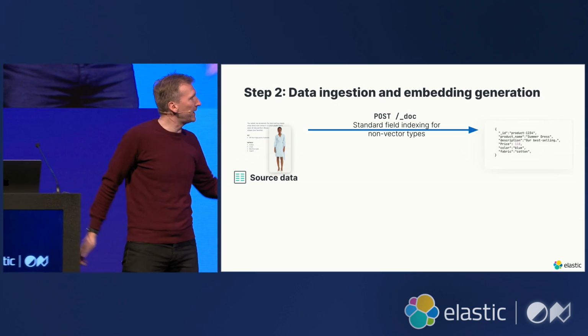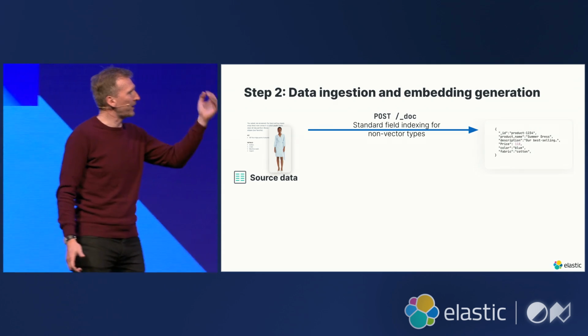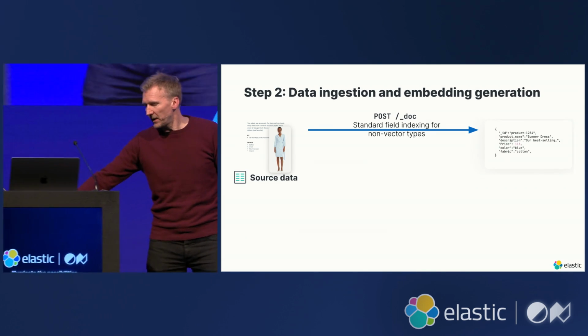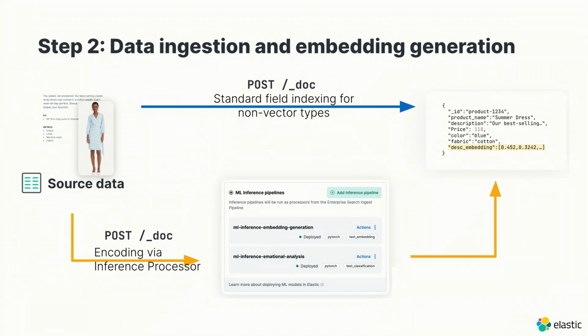Then, typically I'd be taking the source data and just indexing it. But in this case, now we've got Elasticsearch and this PyTorch model in your Elastic cluster, we can use an inference processor to automatically create the embedding and add it to the document as well. So effectively, we take the documents, run them through this inference pipeline, and then we have the document with the embedding in it.